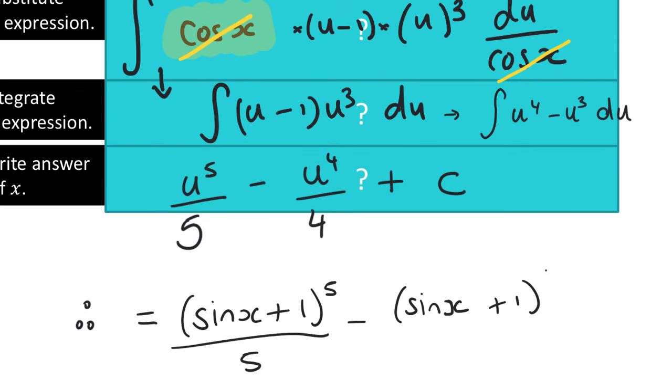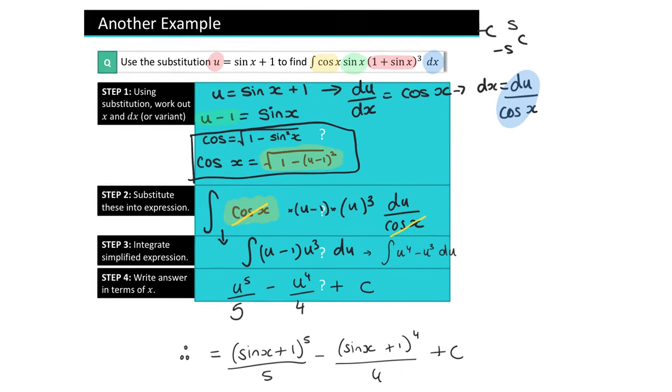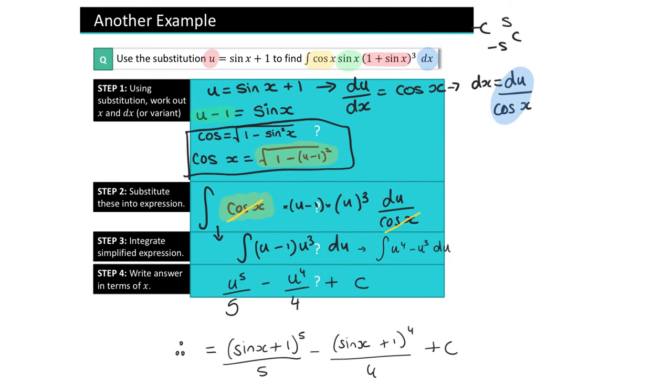Sine x plus 1 to the power of 4 over 4 plus c. And there we have it. We've now used substitution, and like I said earlier, there is no set of right rules to say what you use to substitute. You just have to be a bit clever. When you are following the rules of substitution, again, be a bit clever.